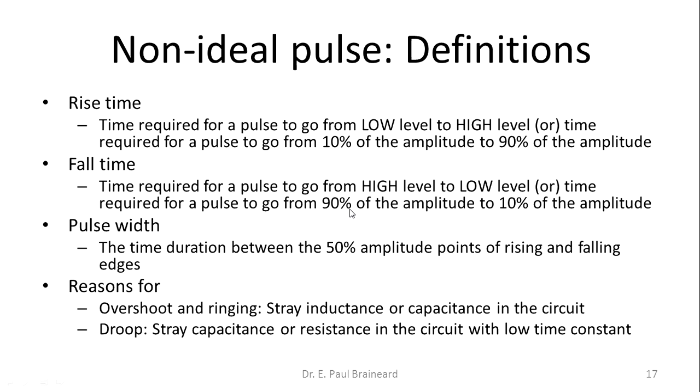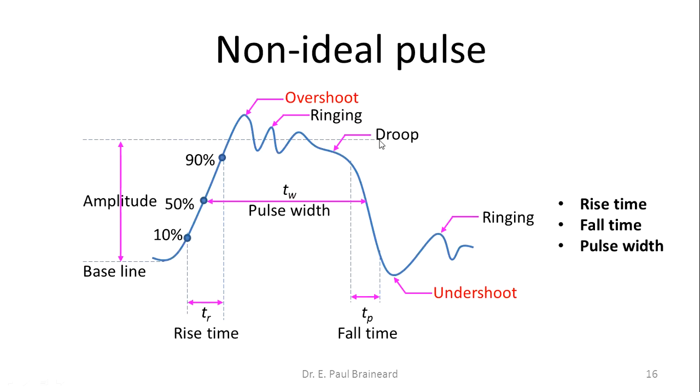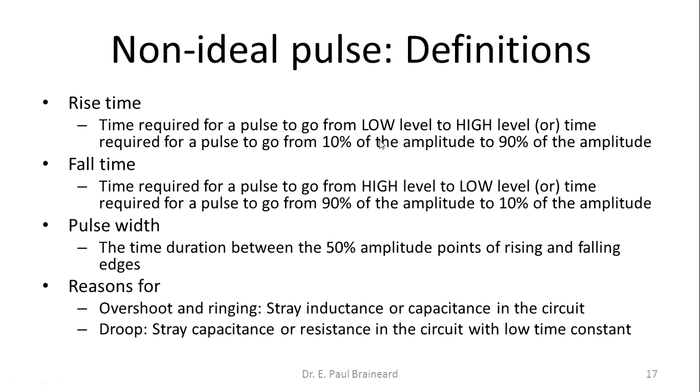Now, what are the reasons for this overshoot and ringing? If you look at the circuit, it may be having stray inductance or stray capacitance. Stray inductance and stray capacitances in the electronic circuit are the reasons for this overshoot and ringing. Now, what is the reason for droop in the circuit? This is droop. The reason for droop is stray capacitance or resistance in the circuit.